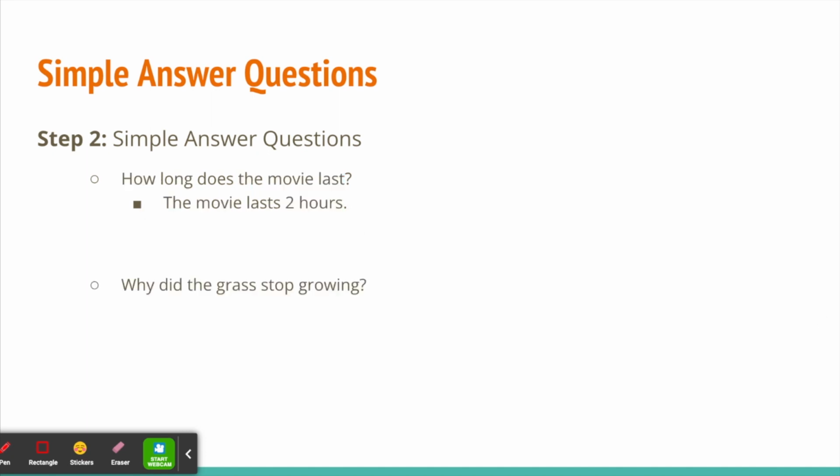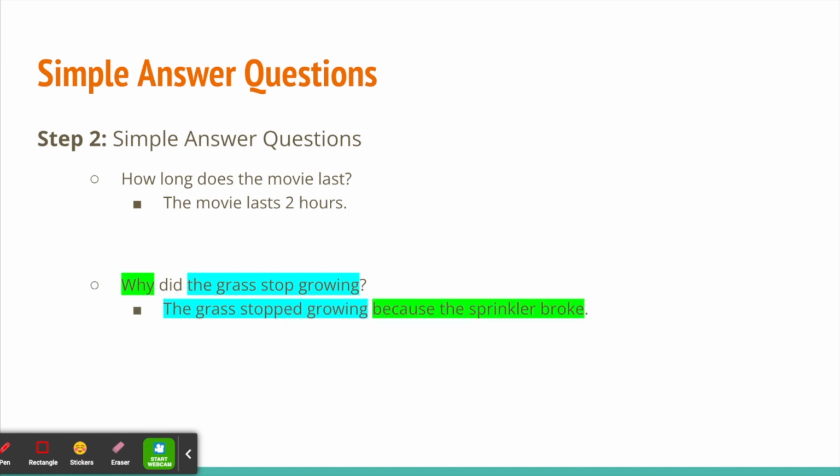Another example is, why did the grass stop growing? Here we can see that we are looking for a reason. So our question, why, wants a reason for the problem. The problem is the subject. So what's the subject? The grass stopped growing. That's our problem. That is our subject. In order to restate the question, we are going to put the subject first. So it will read, the grass stopped growing. That's our subject. And then behind that, we are going to put our reason, because the sprinkler broke.